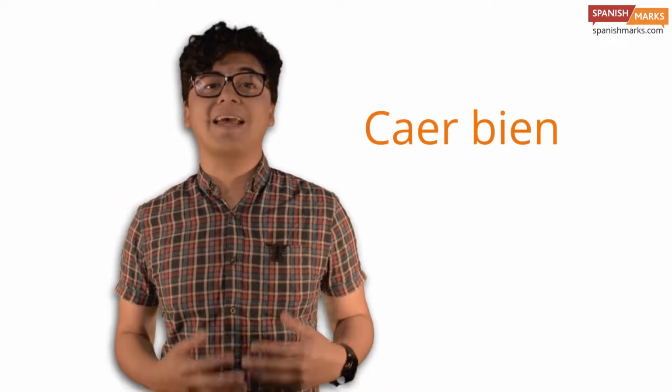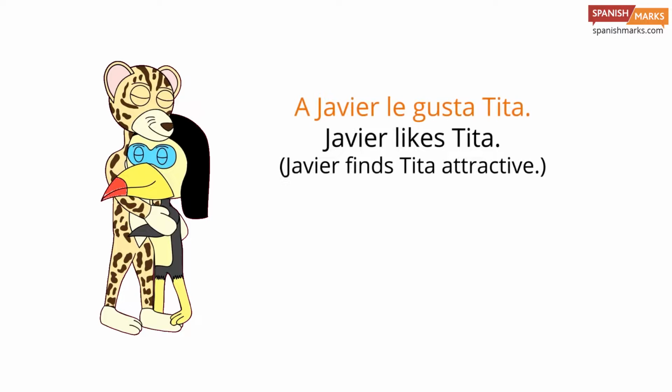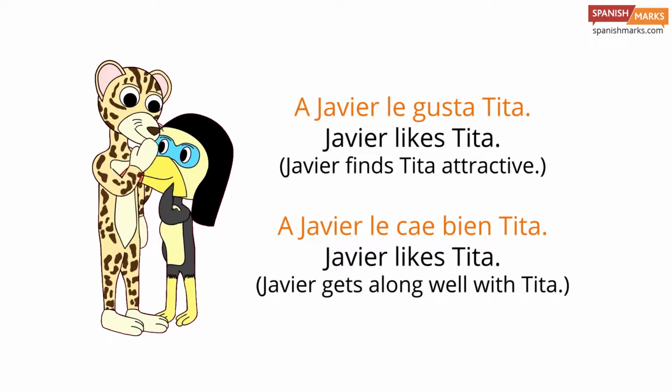Now, when using gustar with people, it can be misunderstood for something else. That is because if you use gustar with a person, it means you find that person attractive. You like them. If you want to say you like someone in a non-attractive way, then you use caer bien. A Javier le gusta Tita. A Javier le cae bien Tita.